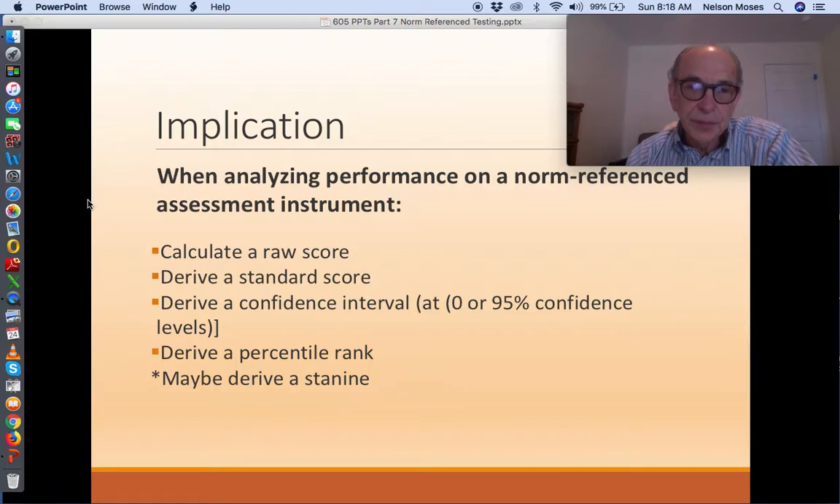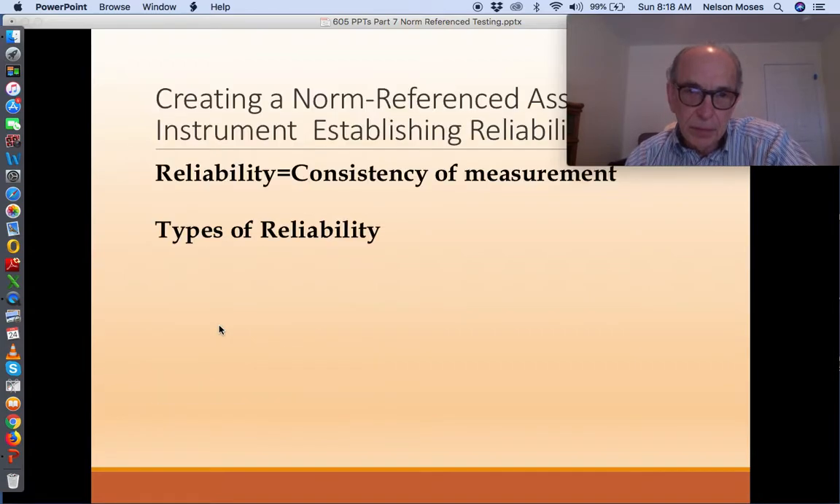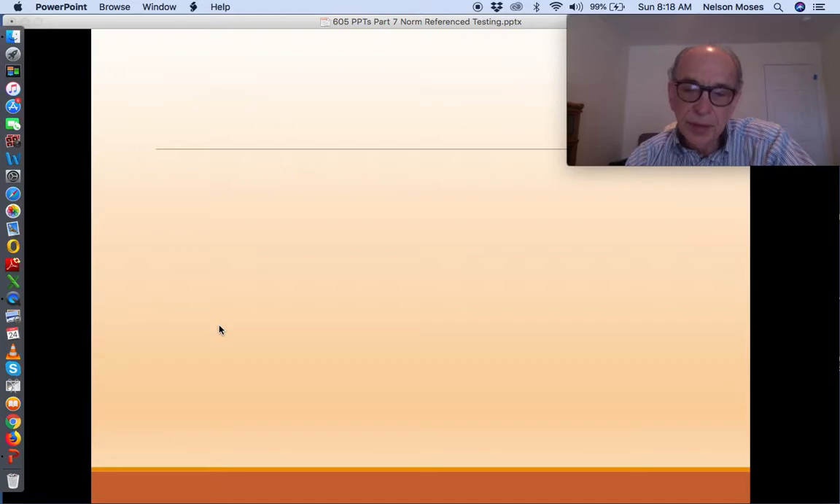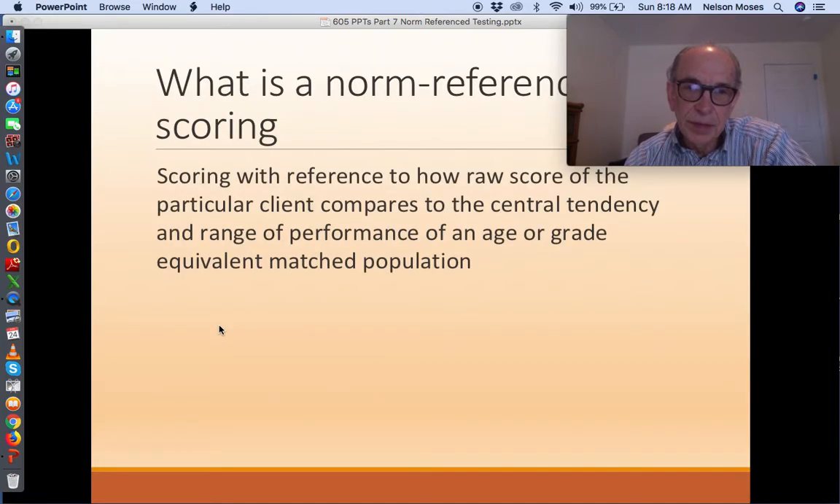Well, let's go back to the curve again, if I can. I'm not going to go any further than this, other than to go back to the curve, if I could find the curve.